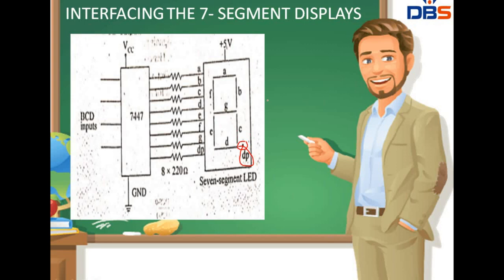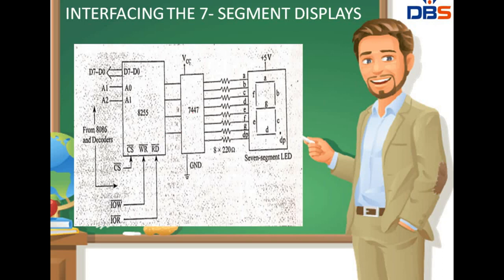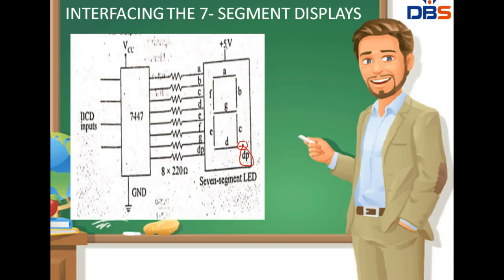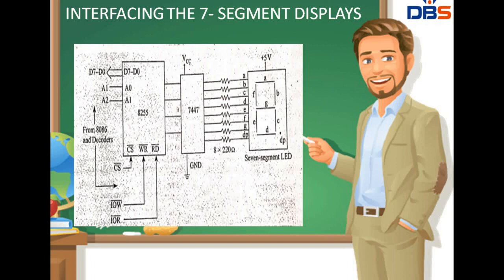The 7-segment displays are available in 2 formats, that is common anode display and common cathode display. Here we have an interfacing device, that means we are using an IC 7447 and connecting it to a 7-segment display, and this is connected to the 8255 interface, and then it is going to connect with the 8086.